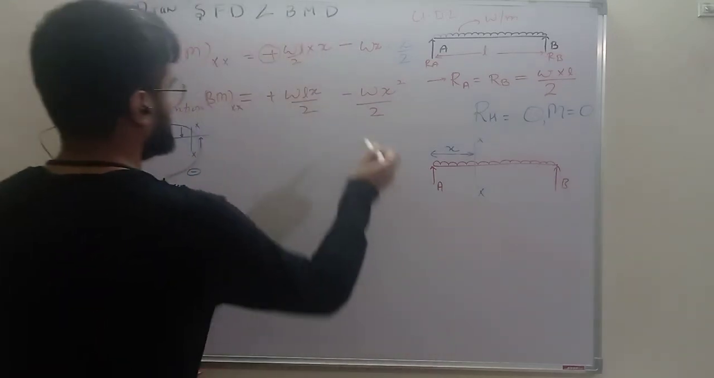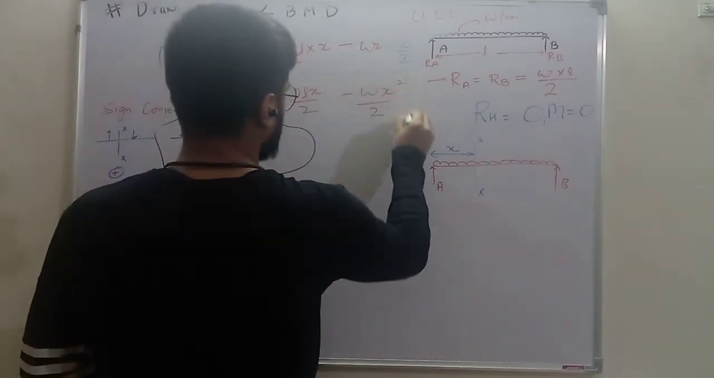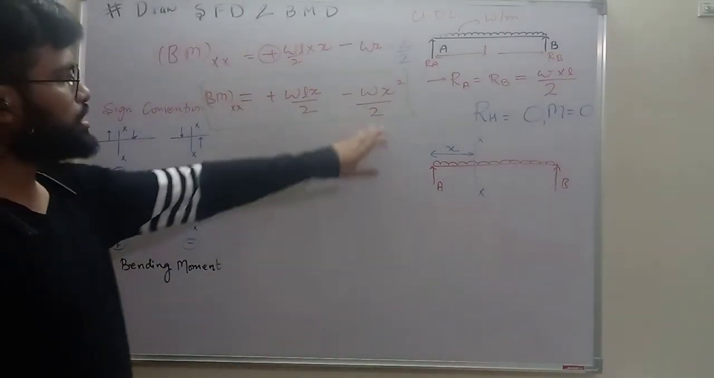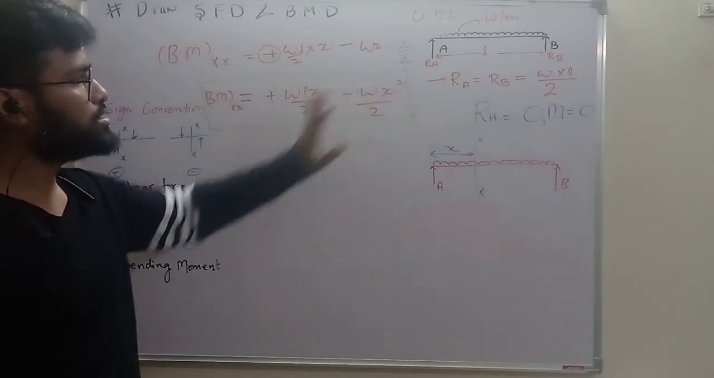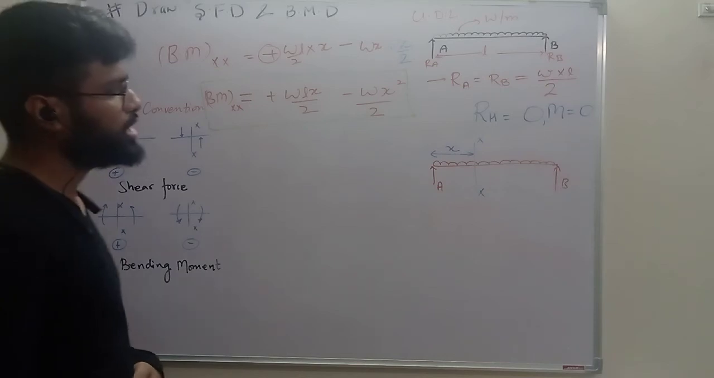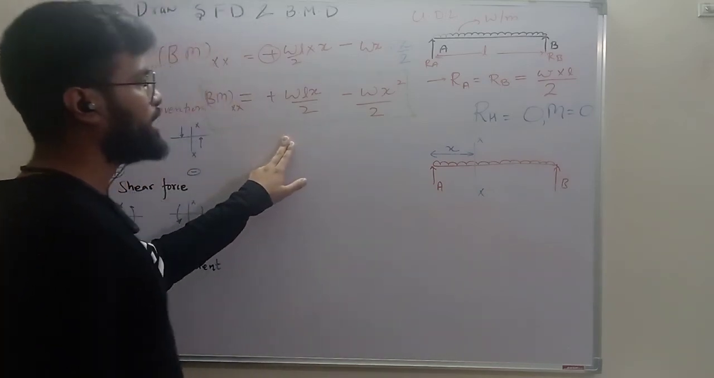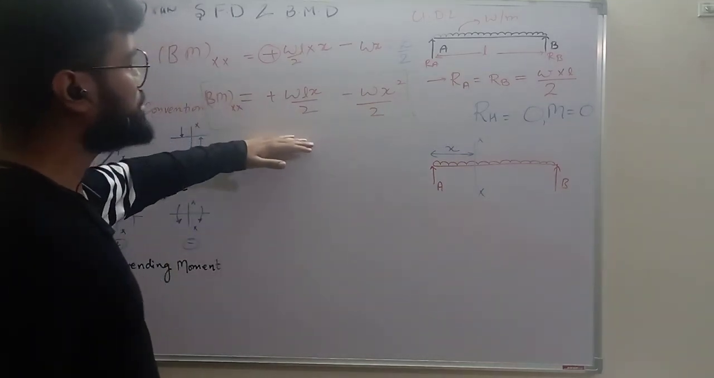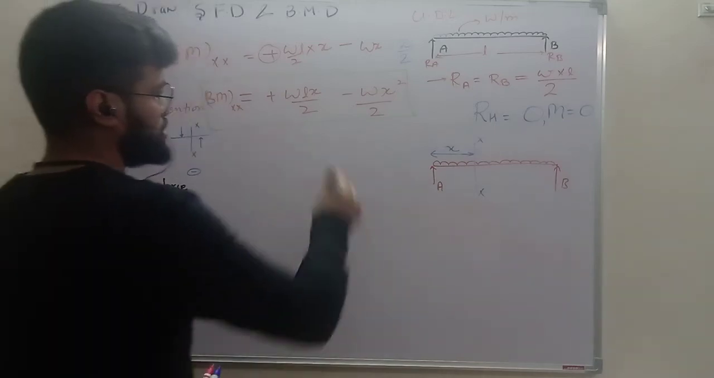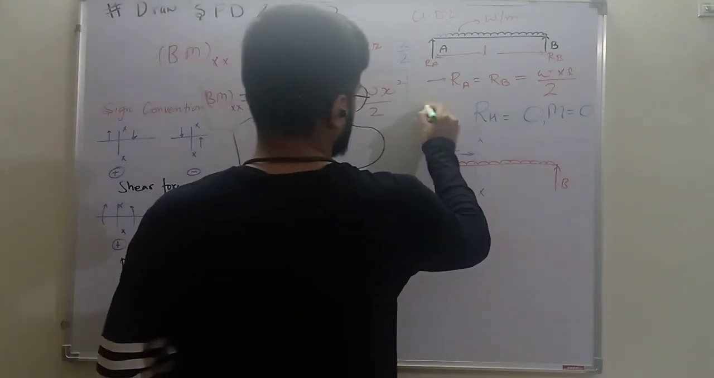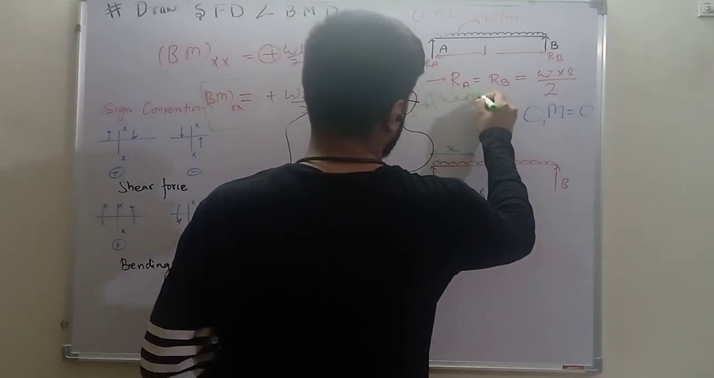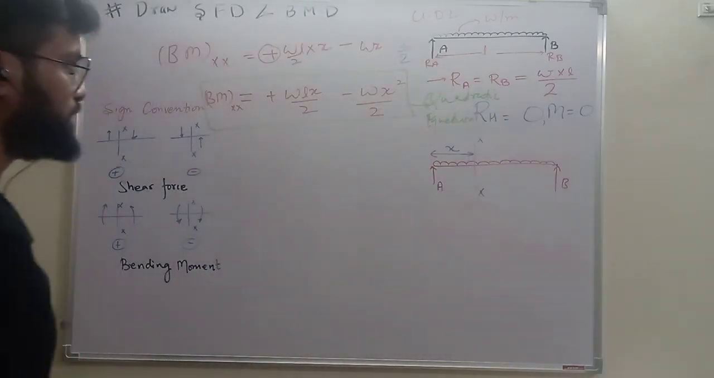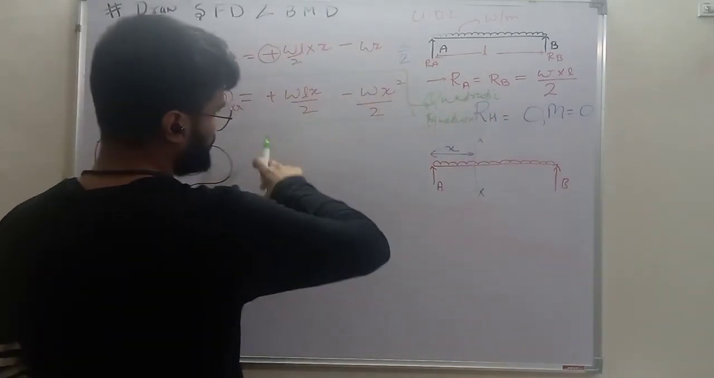After getting this equation, it is clear that this is a parabolic equation, because it is a quadratic equation. It involves degree 2, x raised to the power 2. It means that the shape of the bending moment diagram will be parabolic. For the shear force diagram we got a linear equation, but in case of bending moment we got a quadratic equation. So the shape of the bending moment diagram will obviously be a parabola.